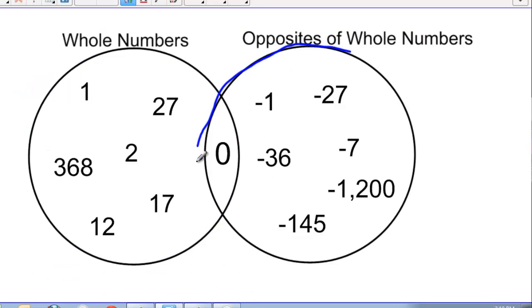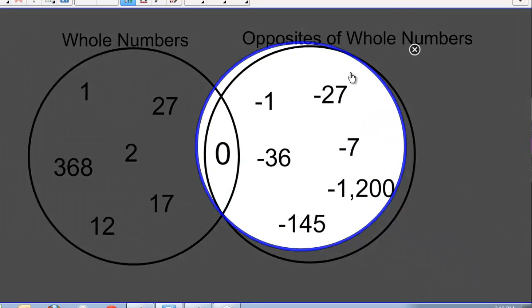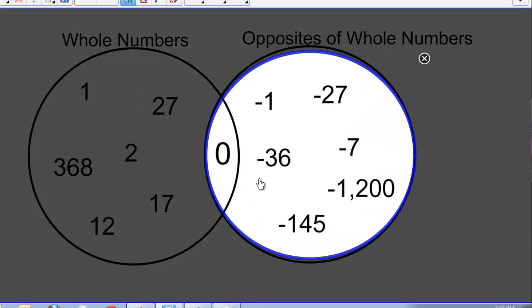These numbers in the other circle are all numbers that are the opposite of whole numbers. Now 0 is included in this set because it's its own opposite. The opposite of 0, well, 0 is 0 distance from 0. It's its own opposite. These numbers all also have no fraction or decimal part to them, but they're negative. So the opposite of 1, which is a whole number, is negative 1. The opposite of 27 is negative 27.